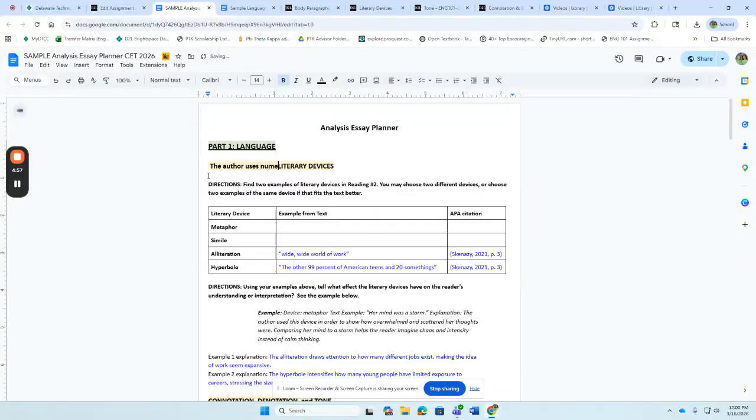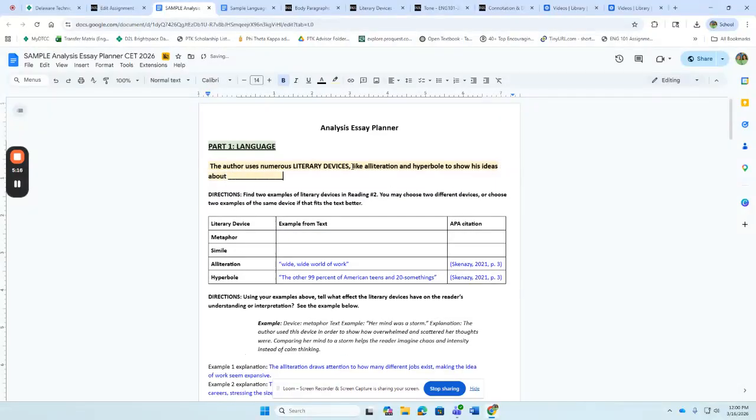uses numerous literary devices. And then what did I use? I used alliteration and hyperbole to show his ideas about, and fill in the blank, okay? In your claim sentence, you want to make sure that you are stating what information it is that you're talking about within the entire text. Do not start with evidence.